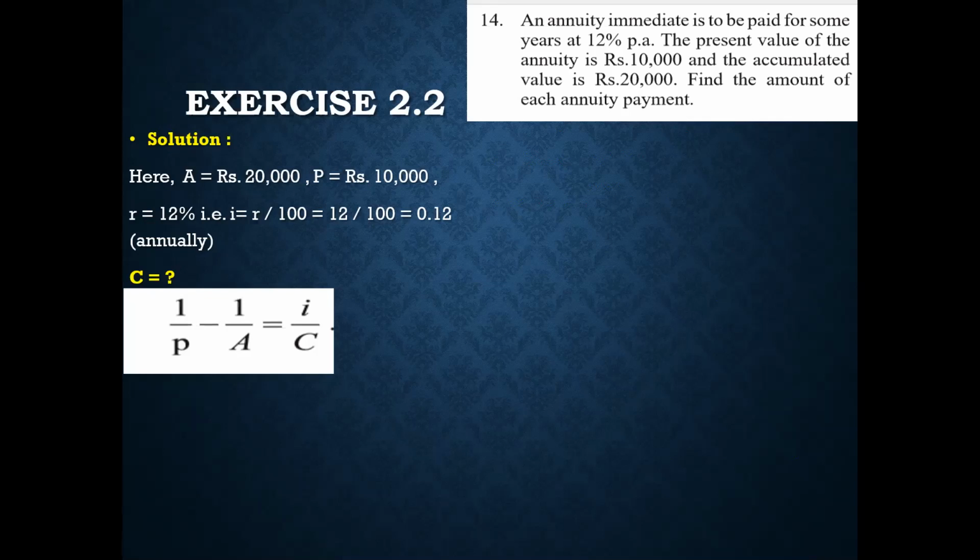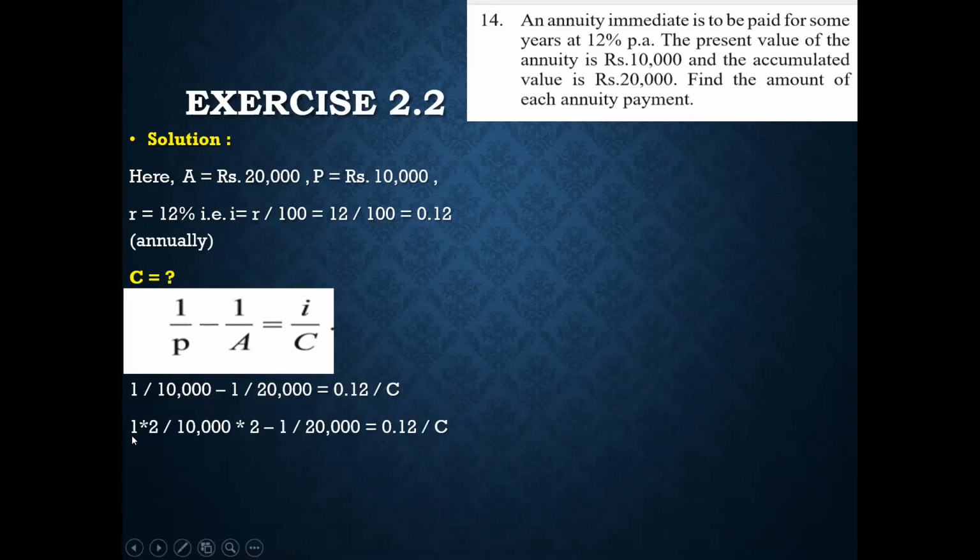So class, there are 4 formulas depending upon the situation. You have to use them. So as you can see, I have written 1 divided by 10,000 minus 1 divided by 20,000 is equal to 0.12 divided by C. Now as you can see, the denominators of P and A are not the same, so we cannot subtract. Before we subtract, we have to make the denominator the same. So I can make 10,000 into 20,000 by multiplying both numerator and denominator by 2. So I have multiplied 1 into 2 divided by 10,000 into 2. The rest is copy paste, the same.